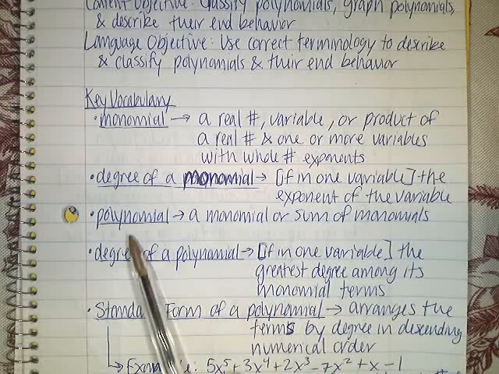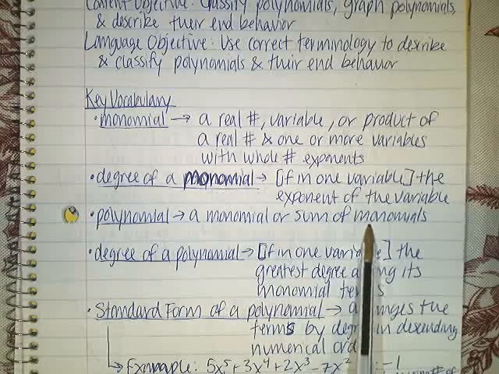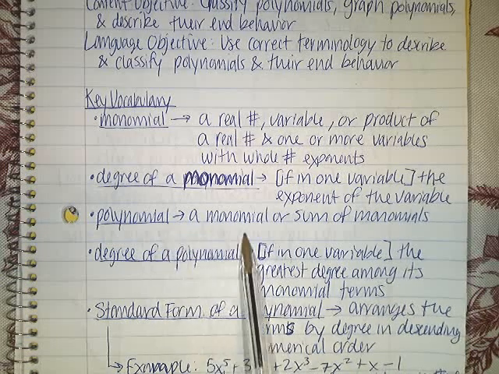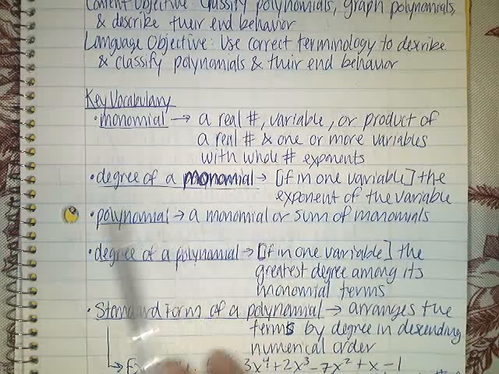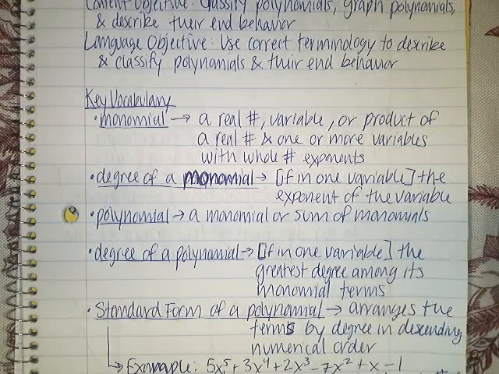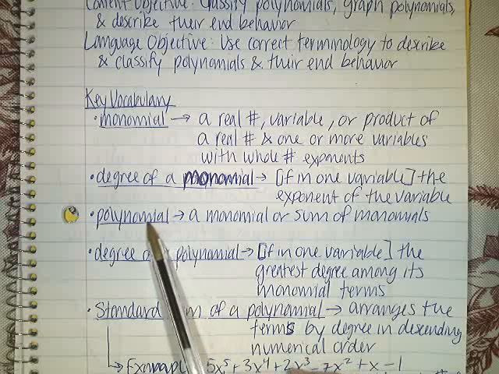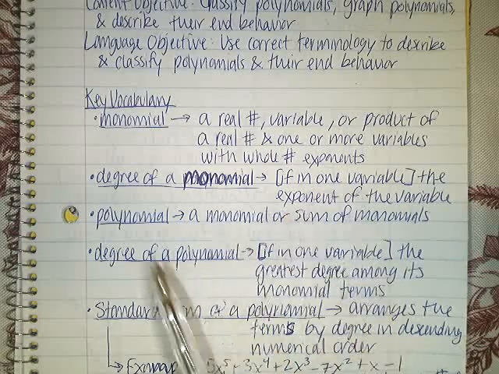Or a monomial, sorry. A polynomial is a monomial or sum of monomials. So this is when you start to get more than one term. So if you have like x squared plus x, now you have 2 monomials, so that will make it a polynomial. Technically, a monomial is a polynomial as well. It's just when there's one or more terms.